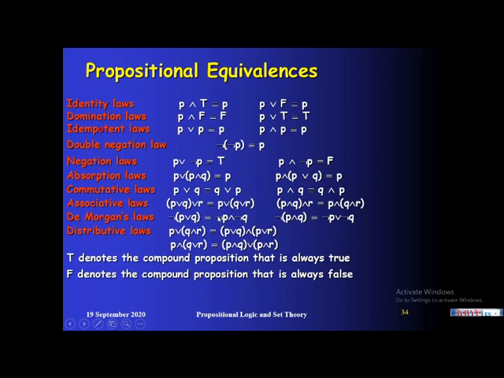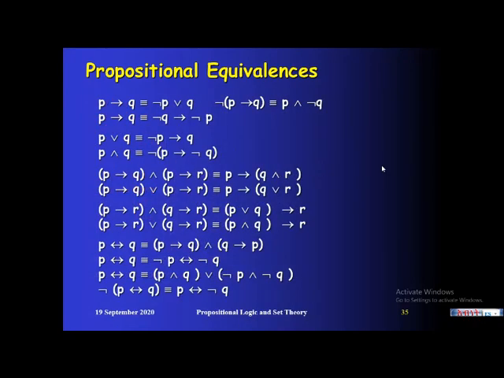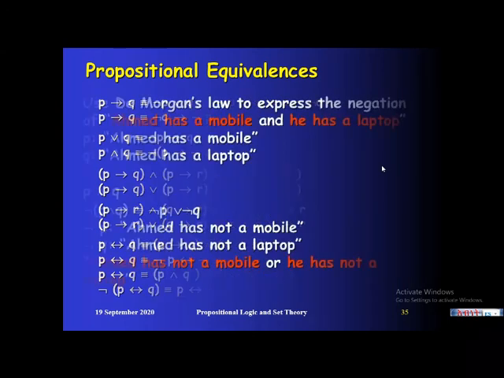So these are some laws. De Morgan's law, these are very usual laws. It says like this, so please read it and understand. If you have any question, please send your question to my email. I put my email on the last slide. Also, there are other propositional equivalences.